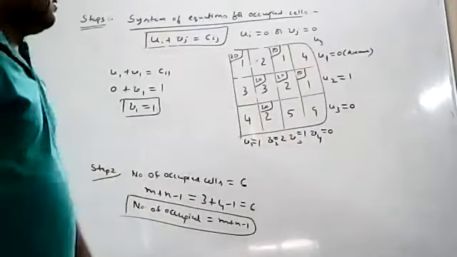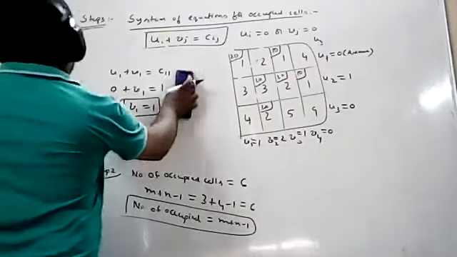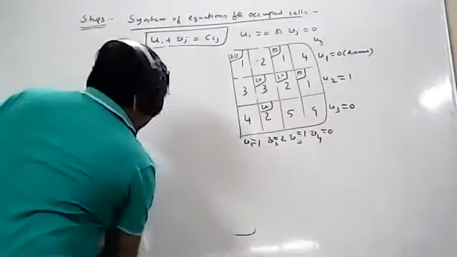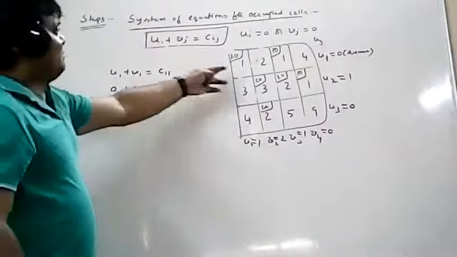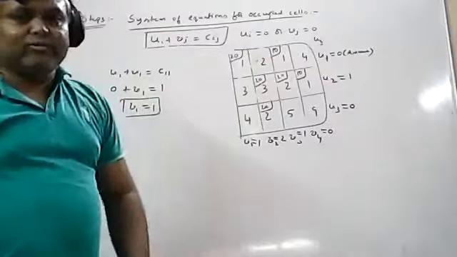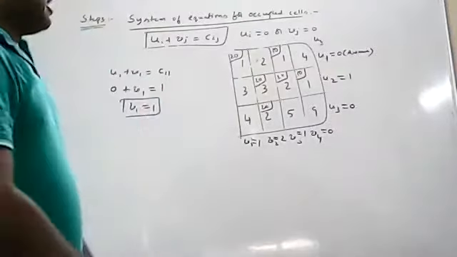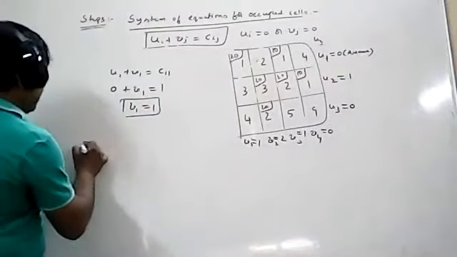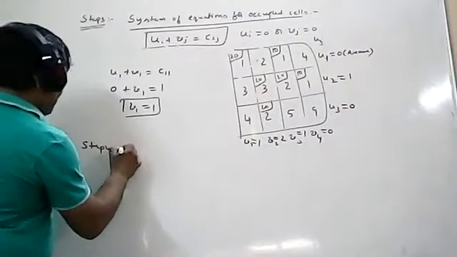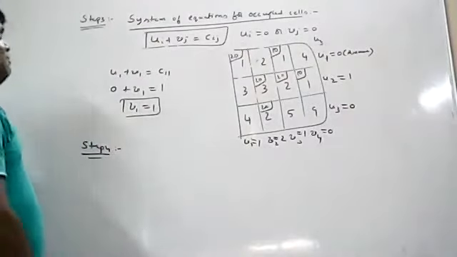After step number 3, step number 4 you have to do. Step number 3 is only for occupied cells. Step number 4 I have to apply for unoccupied cells. Next one, step number 4. What is that?